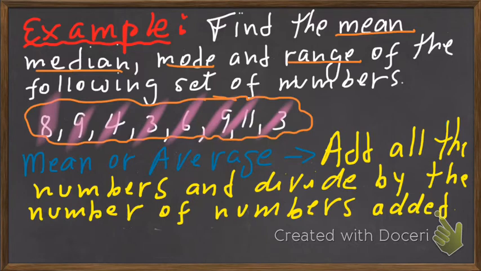So of these 8 numbers, I'm going to find the mean or average. So how do you find that? You have to add each number. Add this plus this plus this plus these numbers and divide by the number of numbers.